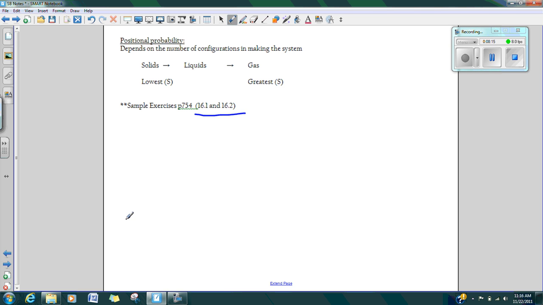Positional probability. Predict the sign of entropy in 16.2 on page 755. Make sure you're taking a look in the book here. It says predict the sign of entropy change for each of the following processes. Solid sugar is added to water to form a solution. Well, they're going to be dispersed, and there's going to be more disorder. You think about that solid sugar, it's in a solid crystal. Then it goes into water. You drop it into water like this. It's like, woohoo, it has all this space to move around in here. There's going to be more disorder.